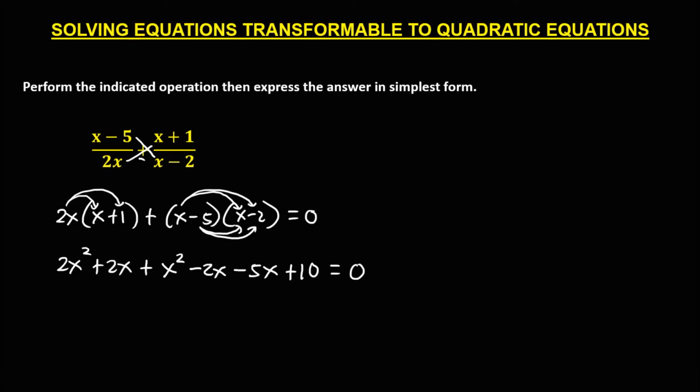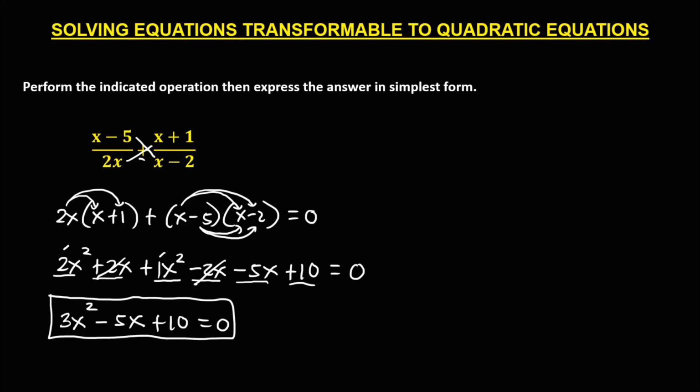Then equals 0. Then we need to combine like terms. We can combine 2x squared and x squared. Since x squared has a numerical coefficient of 1, that's 2 plus 1, which is 3, so we have 3x squared. Then positive 2x and negative 2x is 0. And we also have negative 5x, so minus 5x, then positive 10 equals 0. So this is now the quadratic equation.